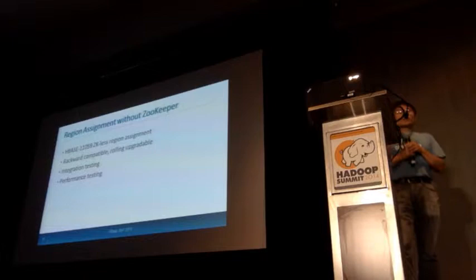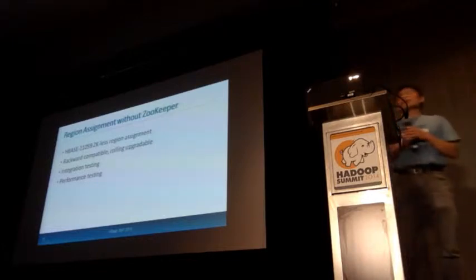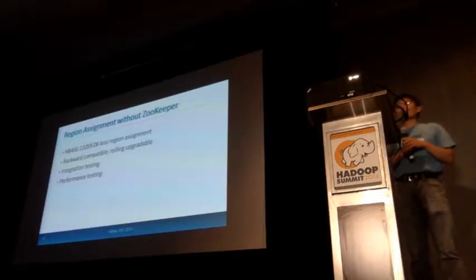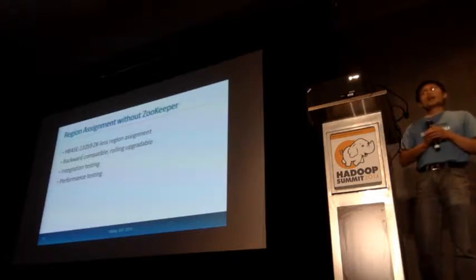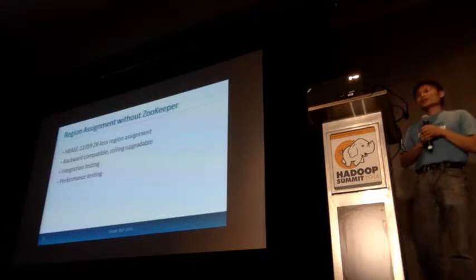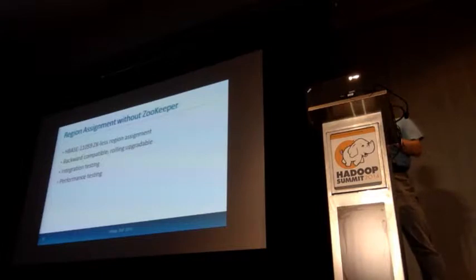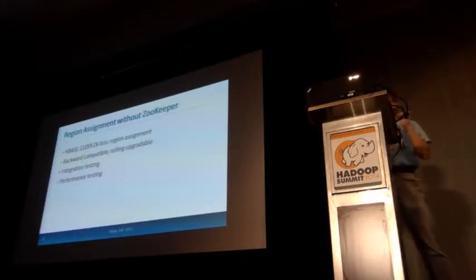So the second one is the region assignment with ZooKeeper. This is HBASE-11059. I'm still working on this one and it's almost done, but not there yet. That is the second popular idea I mentioned.